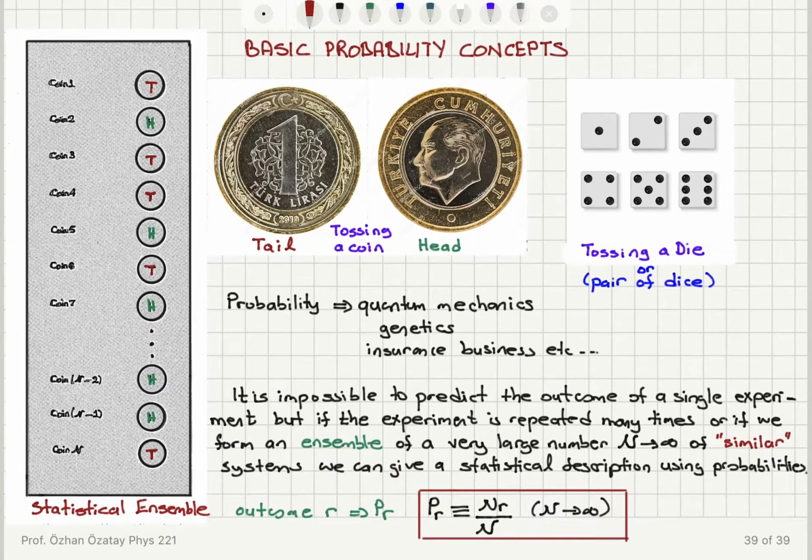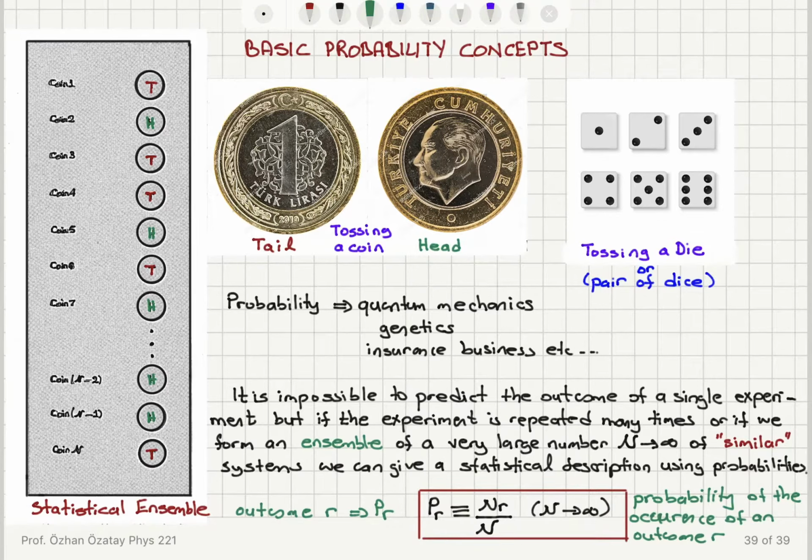Okay, so P_R is probability. So what I have just written here is the probability of the occurrence of an outcome R. All right.